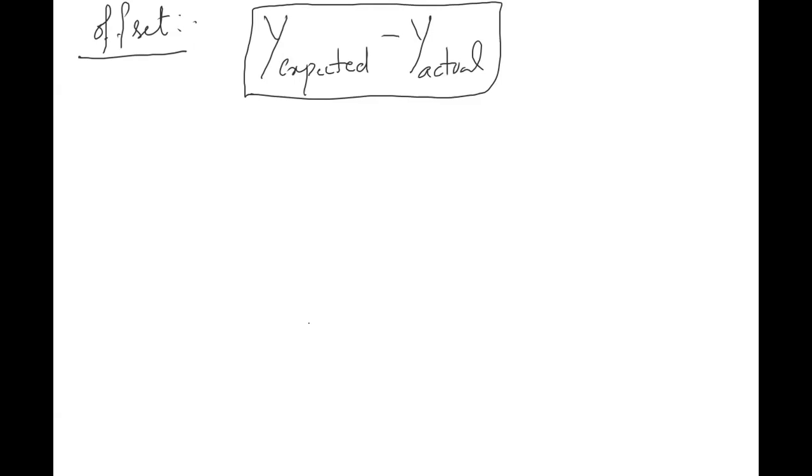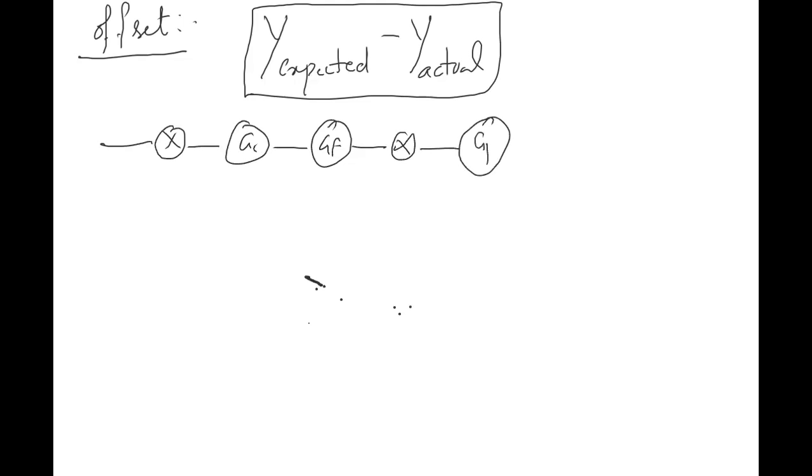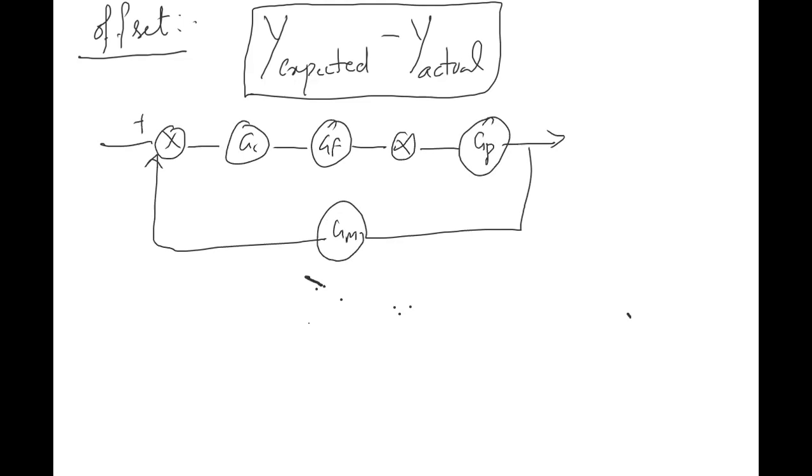Suppose I have a control loop, let's say, so I'll draw a standard control loop. GC, GF, GM, GP, GM, plus minus, plus. Y, this is load, this is X.